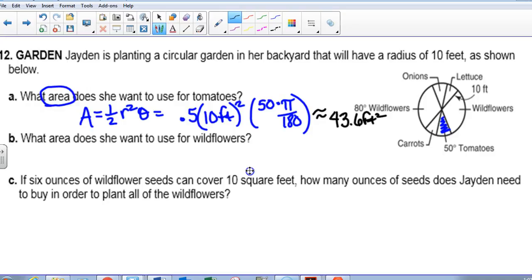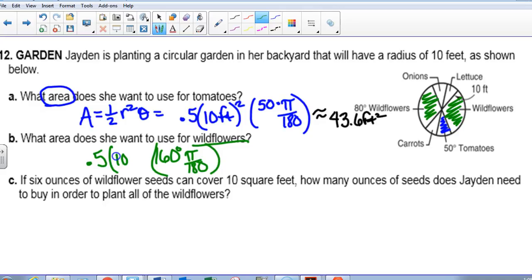Now, I got this next one wrong on my answer key, I'm pretty sure. Because it says wildflowers. Anybody notice why it's a trick? You guys are so good. Yes, there's 2 of them. There's some here and some here. So if she does 80 degrees worth and 80 degrees worth over here, she's got 160 degrees. So we have 0.5 or 1/2 times 10 feet squared times 160 pi over 180. Yeah, I totally missed that there was 2 of them when I did my answer key.